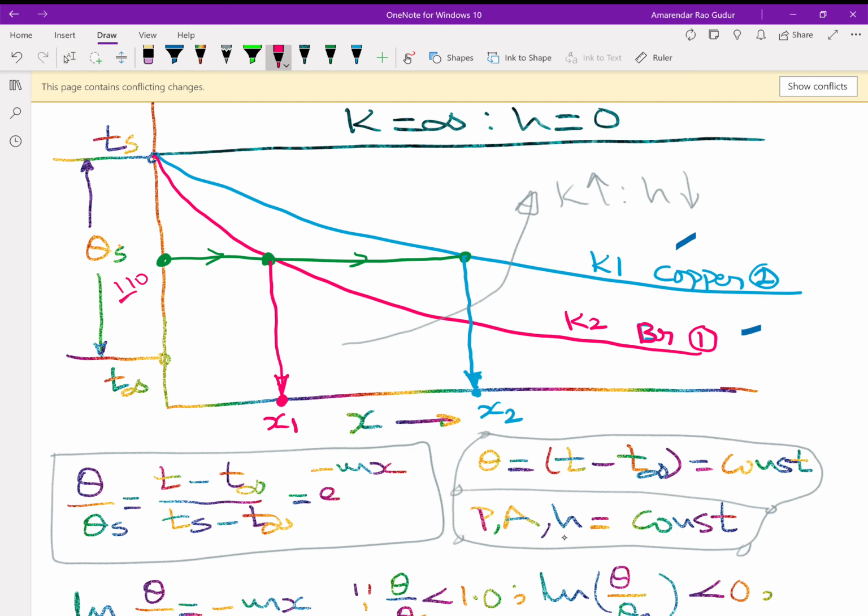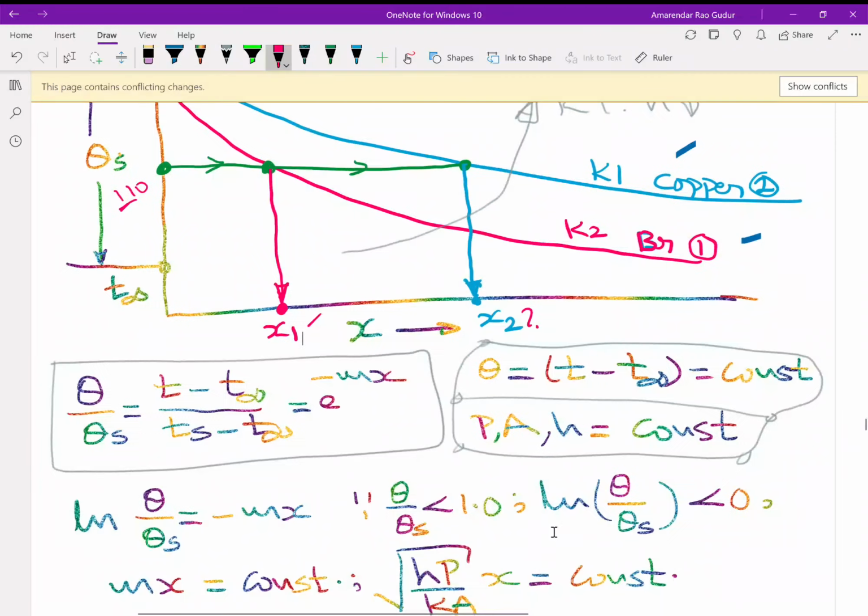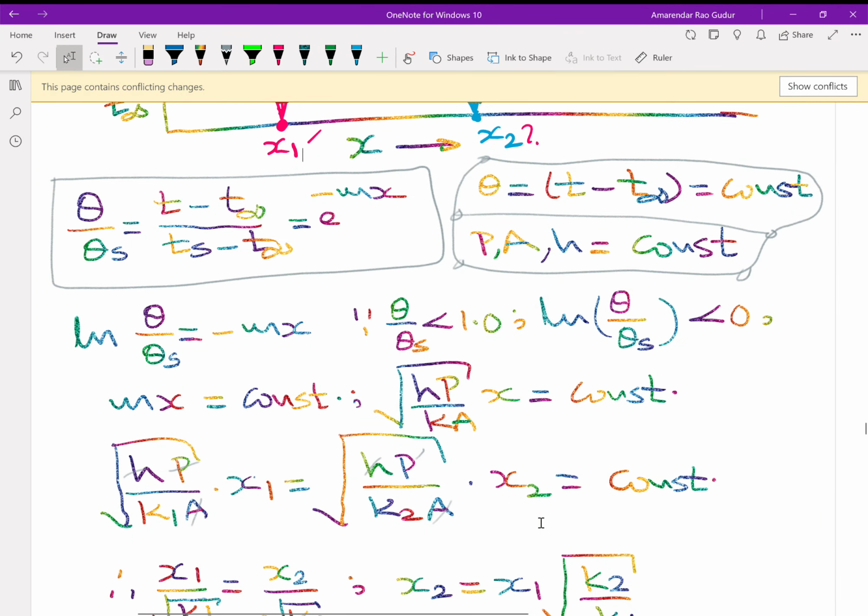Then you want to record a temperature, that is given. You are traveling by x1 in brass, and how far you have to travel in copper, x2, you want to calculate; x1 is available. Then you have to use the equation for long fins, theta by theta s is e power minus mx, and theta, that is T minus T infinity, is constant, this temperature is fixed. Same perimeter, same area, same medium, they are all fixed. Then you can take logarithm on both the sides. You are going to get mx is equal to constant. m is square root of hP by kA, into x is constant. Then perimeter is same, h is same, area is same.